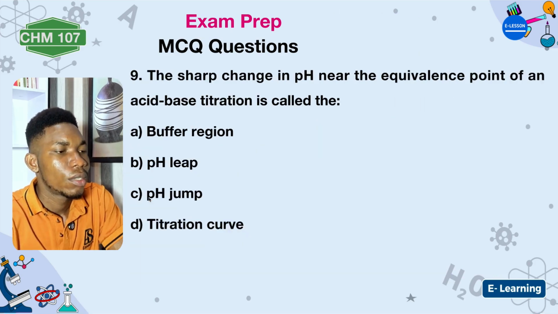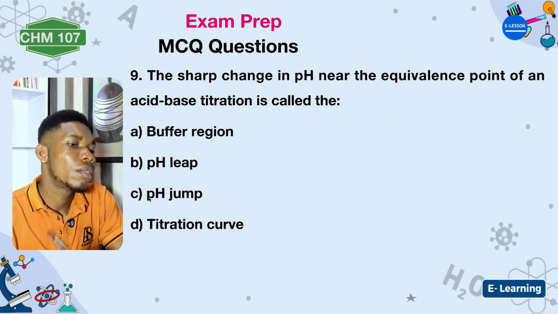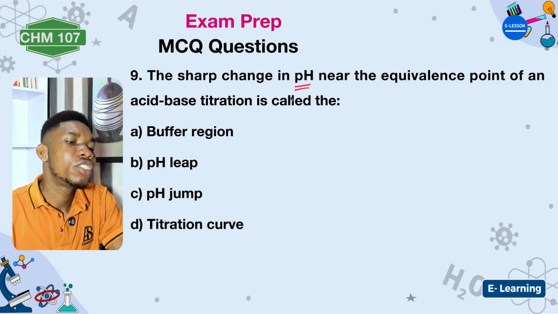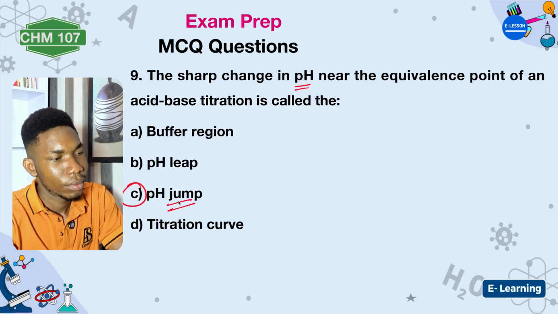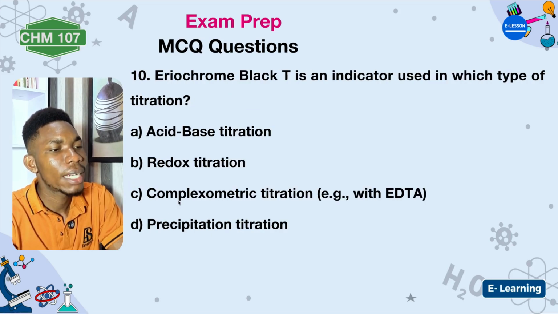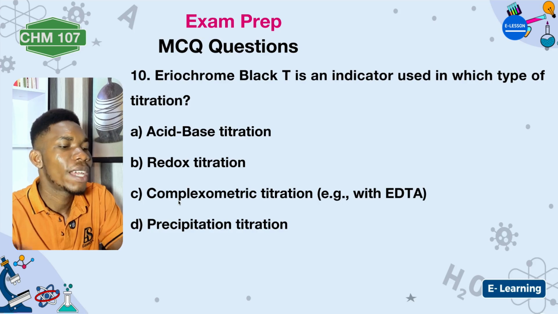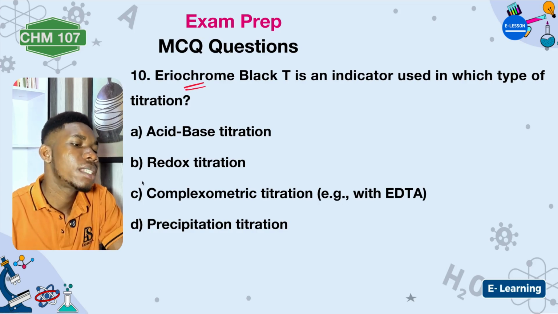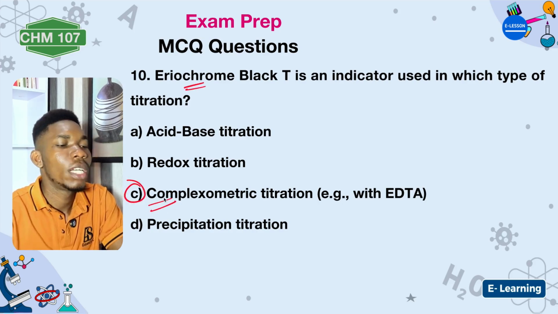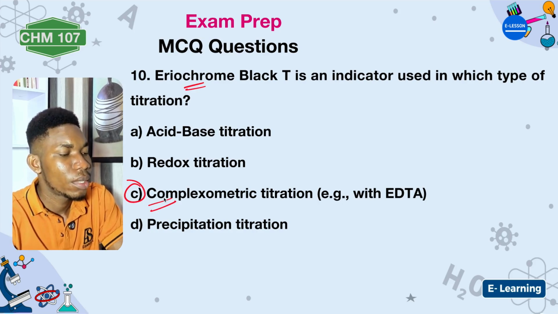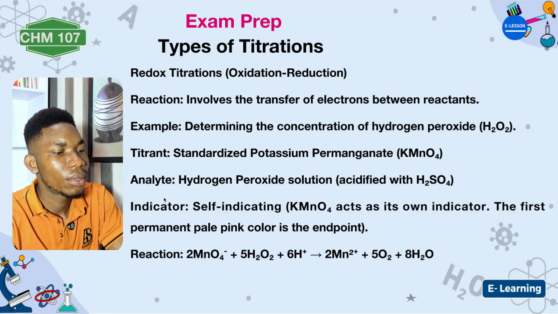Exactly. So the sharp change in pH near the equivalence point of an acid-base titration is called the pH jump. Are you getting it? It's called the pH jump. Now, Eriochrome Black T is an indicator used in which type of titration? Complexometric titration. So that is basically that for that.